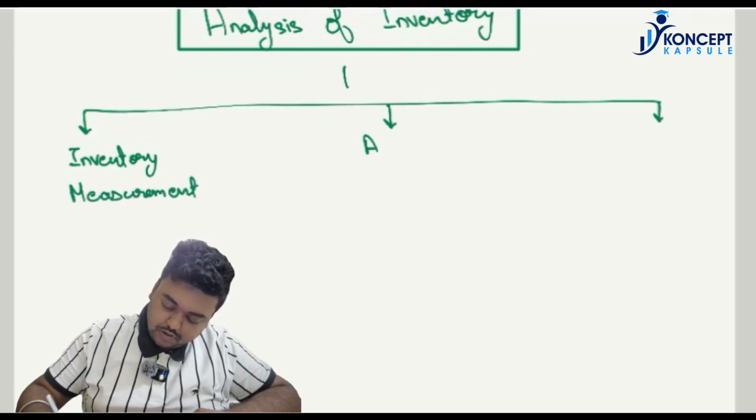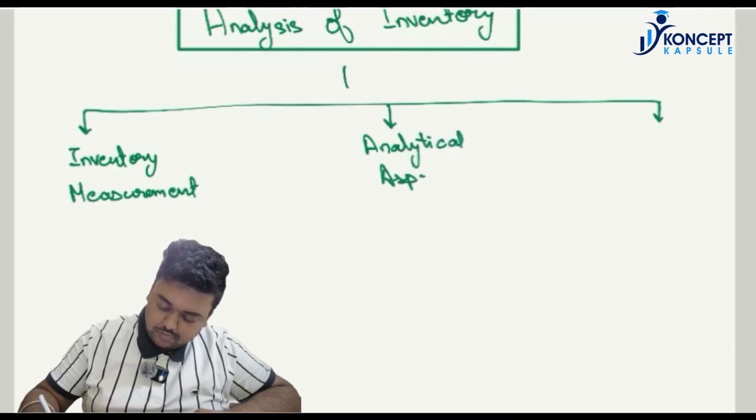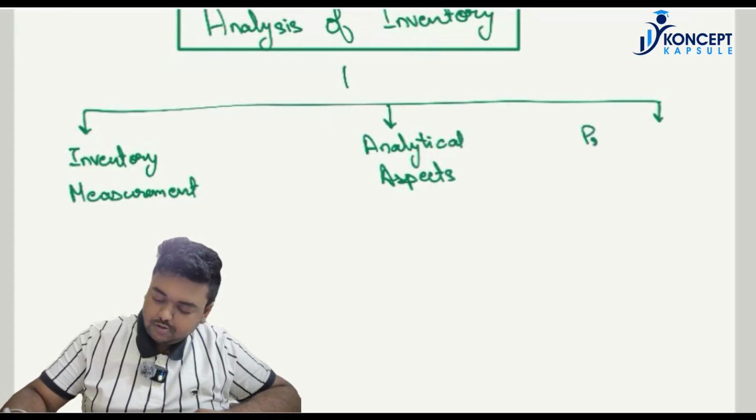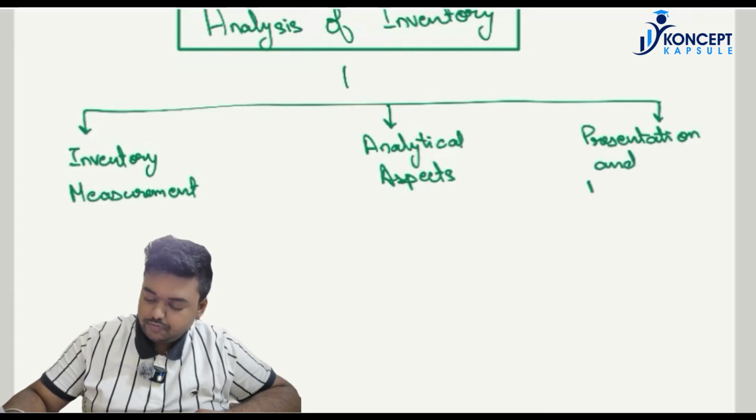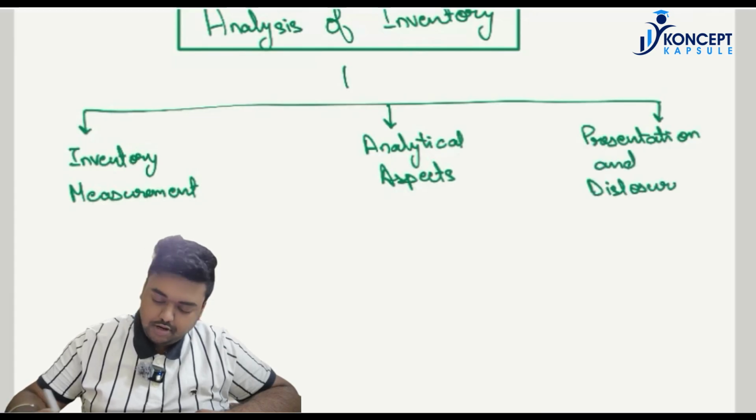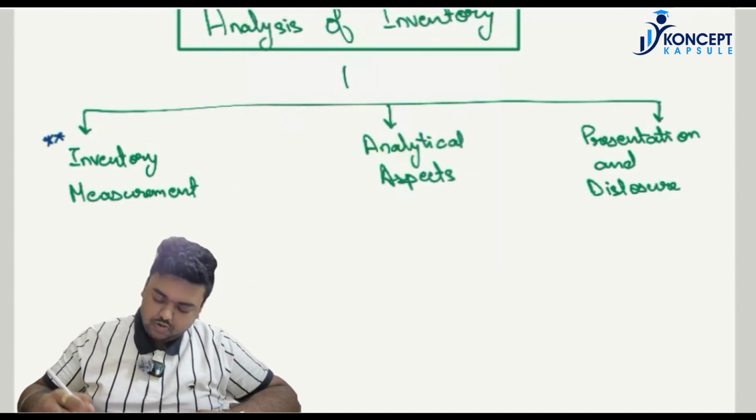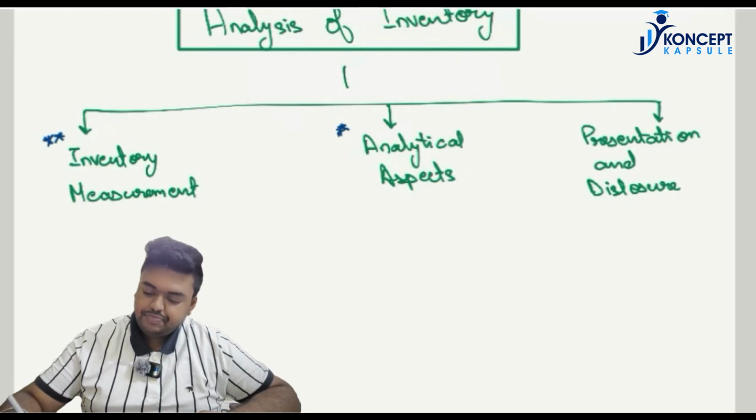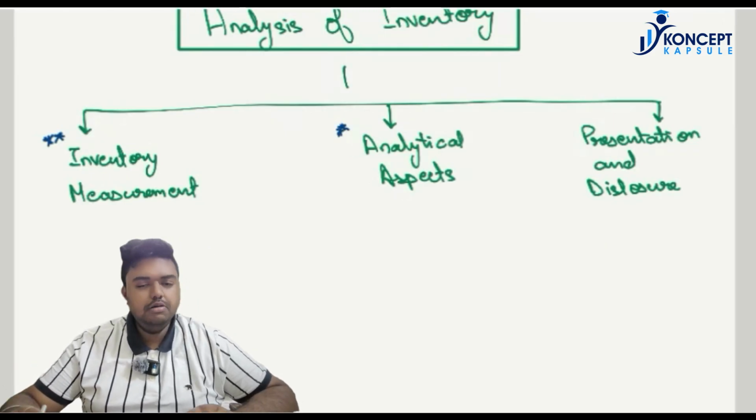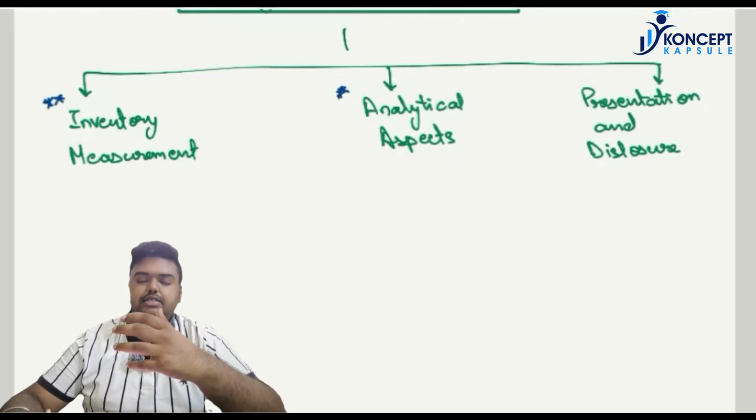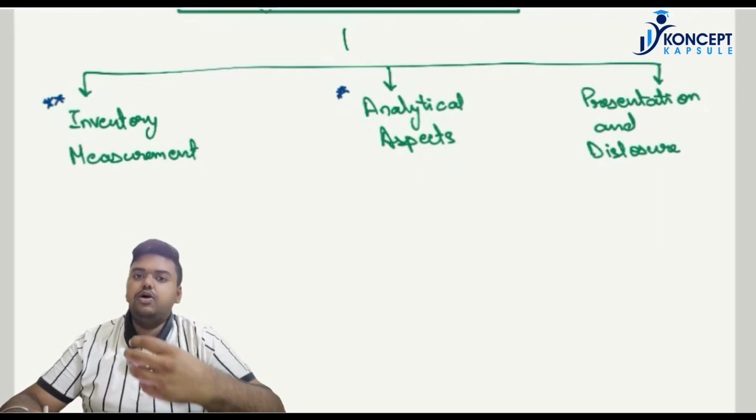Second is analytical aspects, and the third is presentation and disclosure. Out of these 3, inventory measurement is the most important. Analytical aspect is second, and the third is presentation and disclosure. Usually, you should not expect a question from presentation and disclosure, because inventory measurement and analytical aspect are more important. They have deeper concepts to cover.